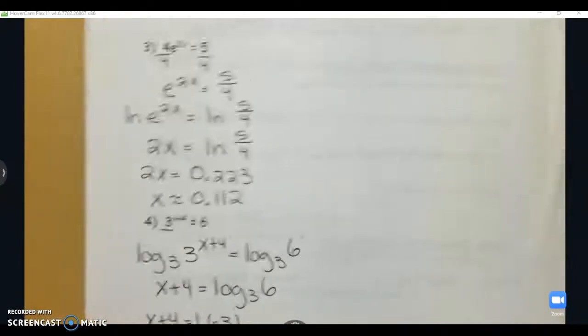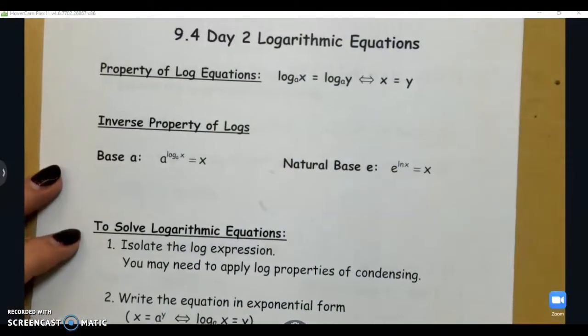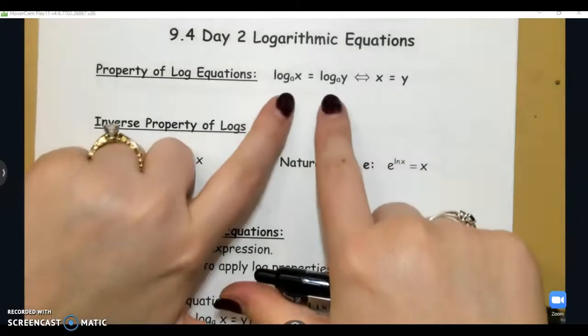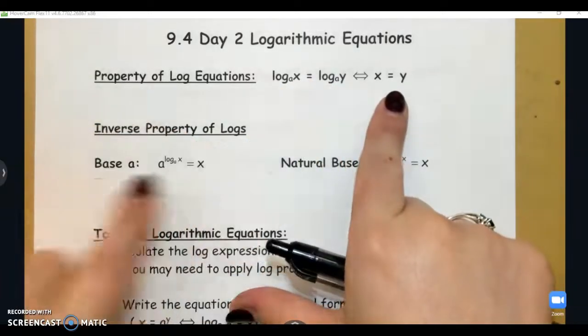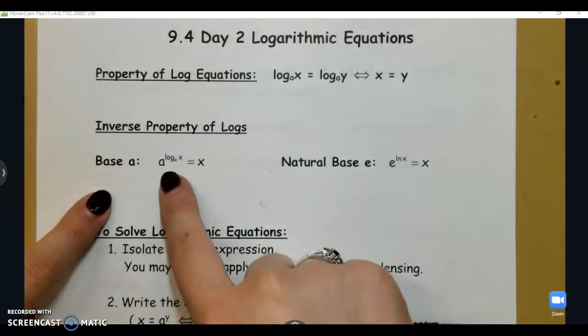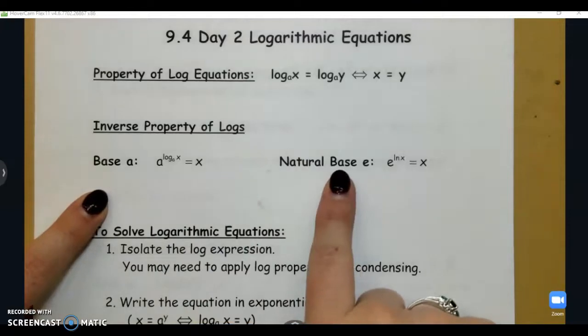Moving on to part 2, which is logarithmic equations. This is where it's the opposite of what we just did. We are solving the logs. So we can use our properties of logs. Again, if we have log base a of x is equal to log base a of y, that means x is equal to y. Or we can use our inverse property. A raised to the log base a of x power is going to give us x, and the same is true for our natural base.